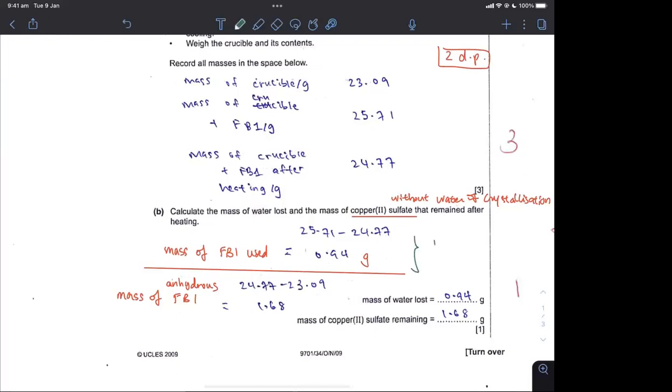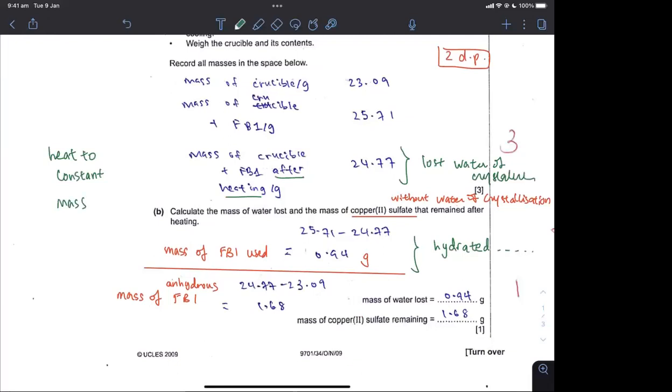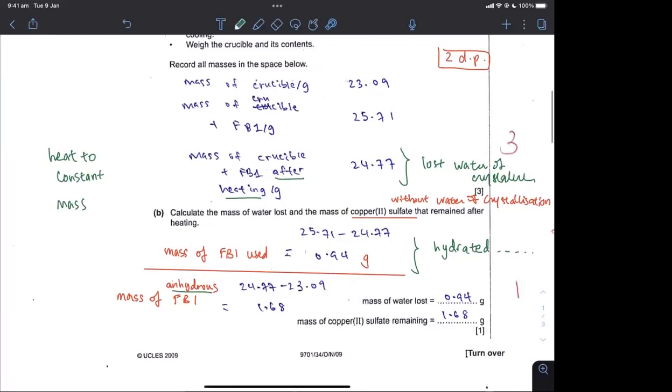This is the hydrated, because before you heat it, it still has water of crystallization. After you heat it, it has lost the water of crystallization. You heat it to constant mass. This is what we call heat to constant mass. Heat until mass is not changing. Why do you heat until mass is not changing? So that there is no more water that is given out, no more water to be lost. That is when you know everything becomes anhydrous already. This is called anhydrous because no water of crystallization.